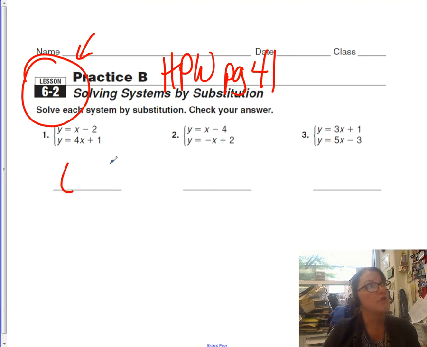Your final answer is always going to be an ordered pair. You need a value for X. You need a value for Y. All right? Show your work. Be careful. Watch your signs. And may the force be with you.